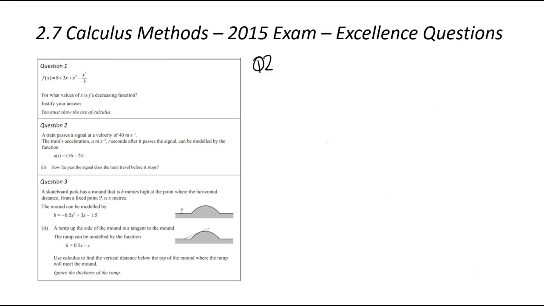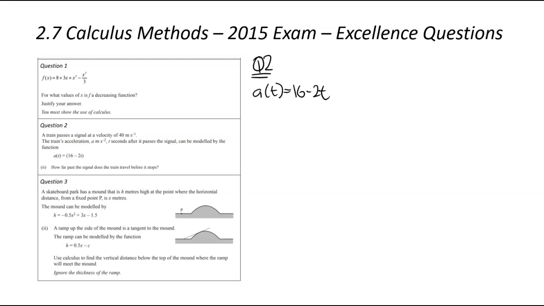We are now looking at question number 2, and straight away I can see words like kinematics, we've got signal, and we had velocity up there. So it's going to be a kinematics type question. We're going to start off by jotting down the acceleration equation. So a in terms of t will be equal to 16 minus 2t. And that was given to us in the question.